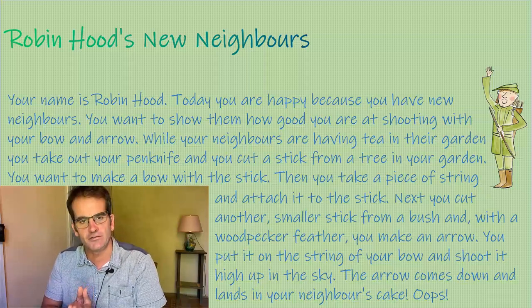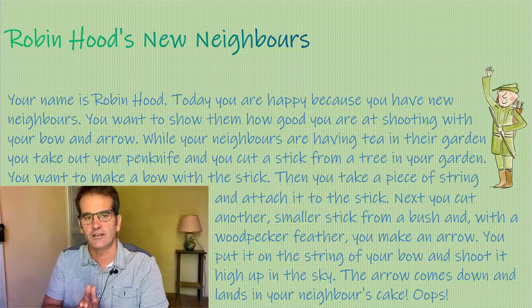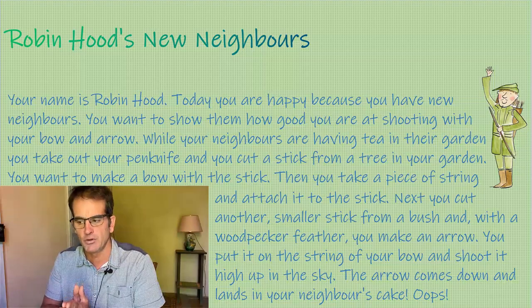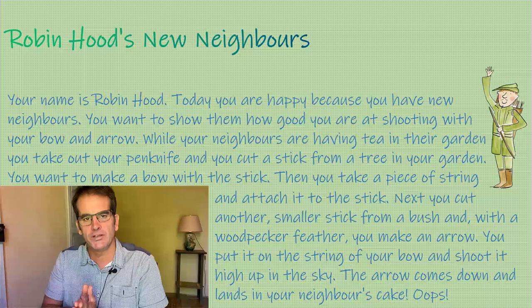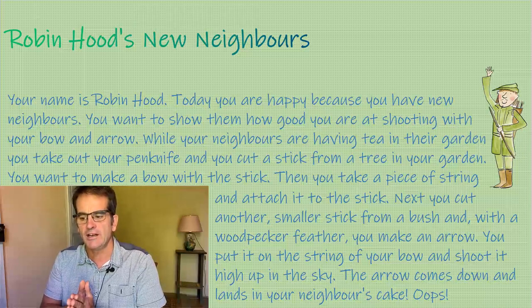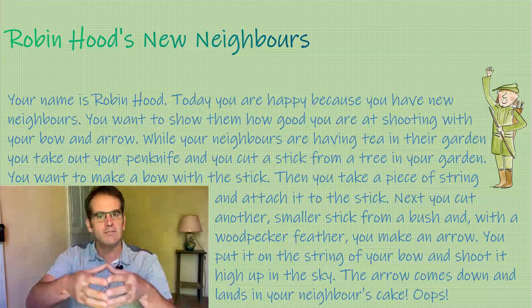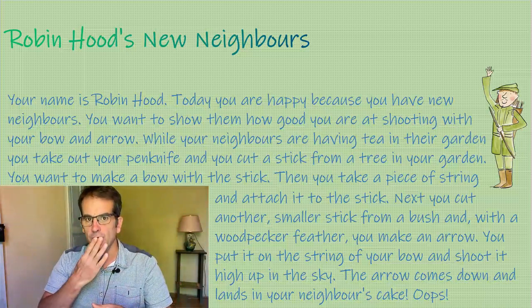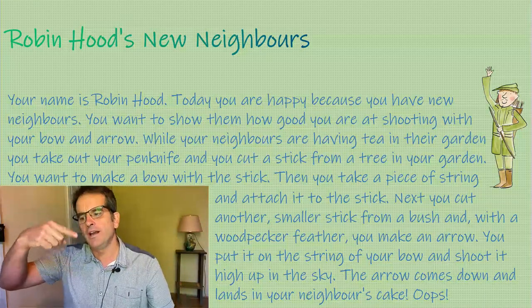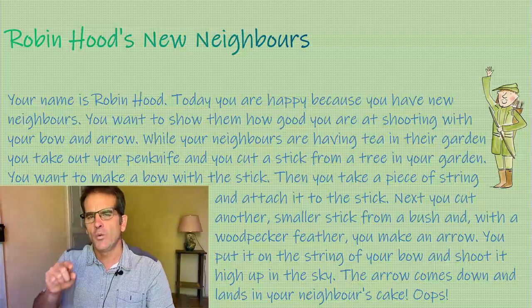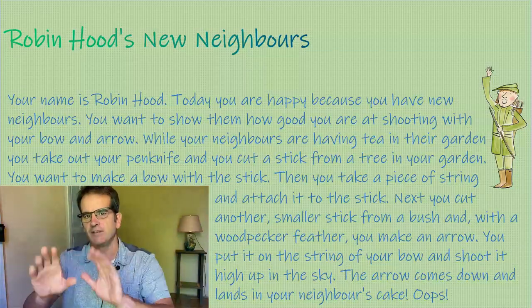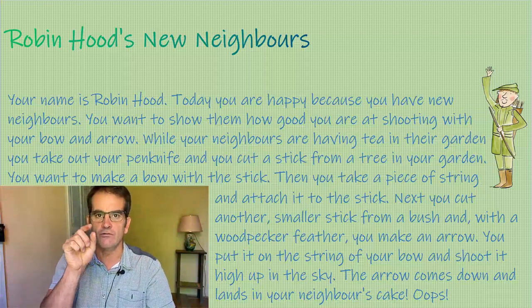Then you take a piece of string and attach it to the stick. Next, you cut another, smaller stick from a bush, and with a woodpecker feather, you make an arrow. You put it on the string of your bow and shoot it high up in the sky. The arrow comes down and lands in your neighbor's cake. Oops. So what happens next? What do your neighbors say to you, Robin Hood?